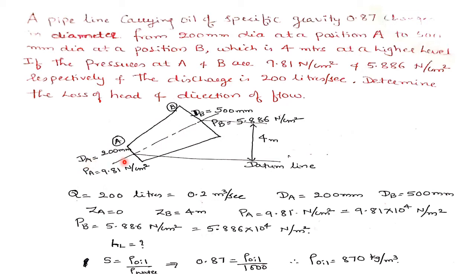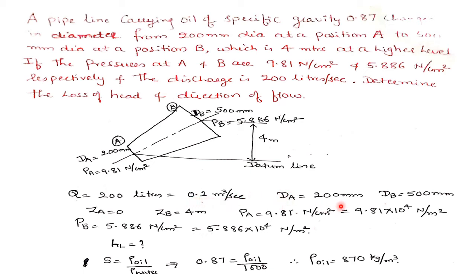The diameter at section A and the diameter at section B are given, and the pressure at A and the pressure at B are also given. The discharge is given as 200 liters per second. With this I will convert the discharge into meter cube per second. This is 0.2 meter cube per second, because 1000 liters is equal to 1 meter cube. Therefore, for 200 liters it will be divided by 1000, so it is 0.2 meter cube per second.